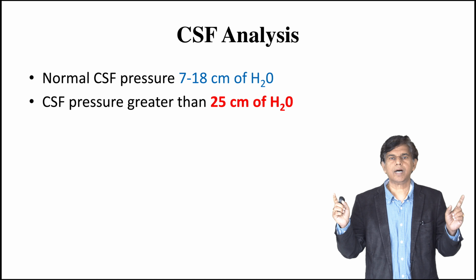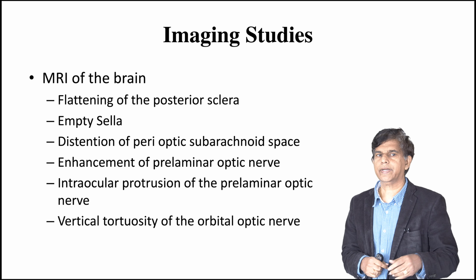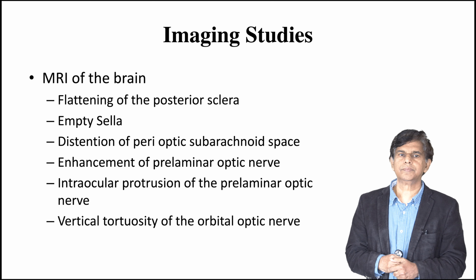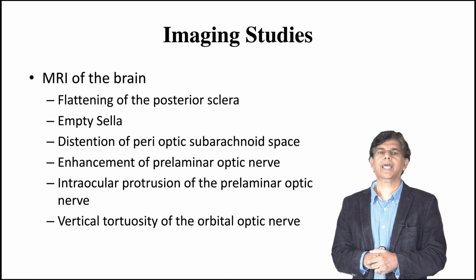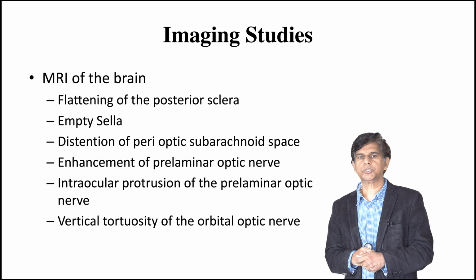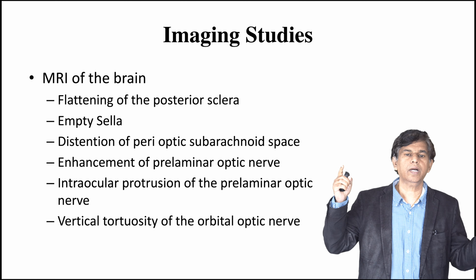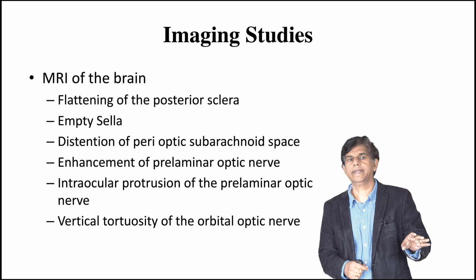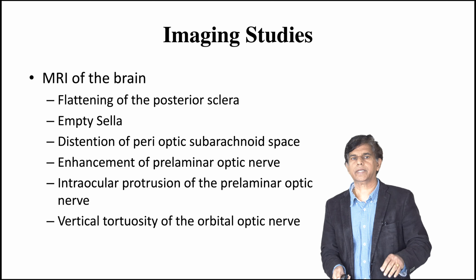Now, if you do an MRI, which is required in this group of people, you will see flattening of the posterior sclera, empty sella, distension of the perioptic subarachnoid space, enhancement of the prelaminar optic nerve, intraocular protrusion of the prelaminar optic nerve, and vertical tortuosity of the orbital optic nerve. Again, if I have to take something out of this slide, the number one finding is going to be flattening of the posterior sclera. Okay.